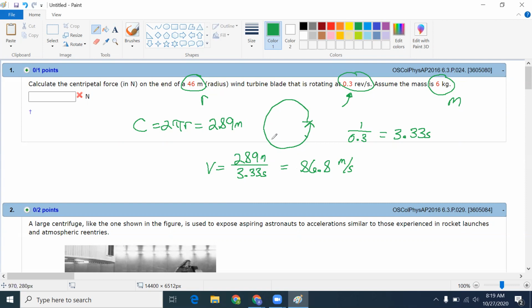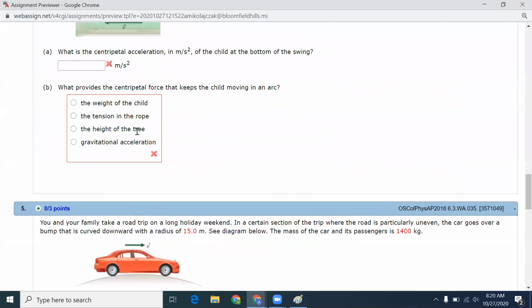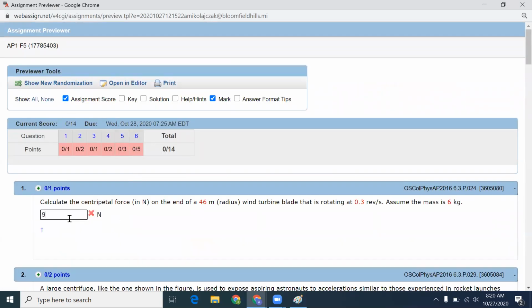And the question is asking, what is the centripetal force acting on the wind turbine? The centripetal force will be mass times acceleration. The sum of forces is ma. Since it's moving in a circle, we want mv squared over r. So 6 times 86.8 squared over 46. I got 983 newtons. We'll go into the assignment to check that out. 983. Number 1's correct.